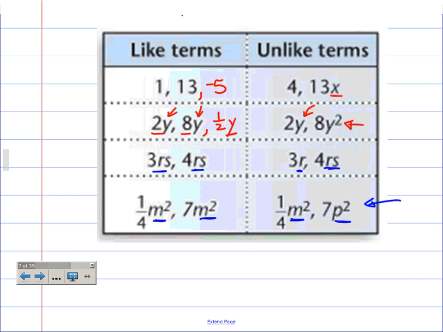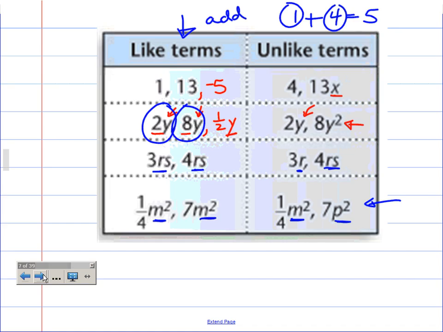If we have like terms, we are able to combine them. We can put them together. That means we can add like terms together. So if I had a 1 and a 4, I could put those together, it equals 5. I added these like terms together. I can do the same thing with terms that have variables.